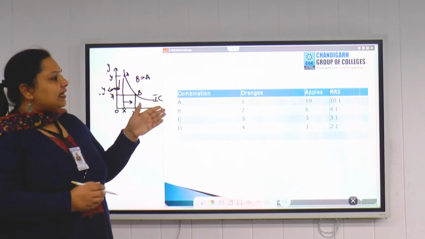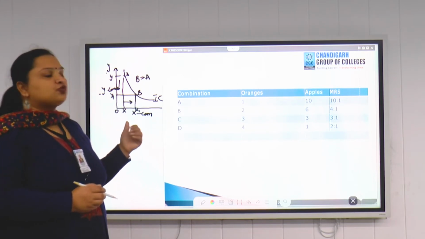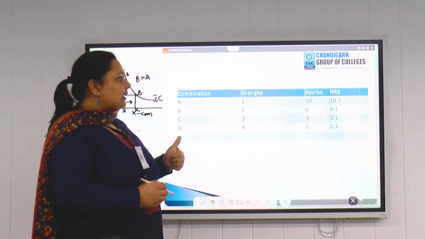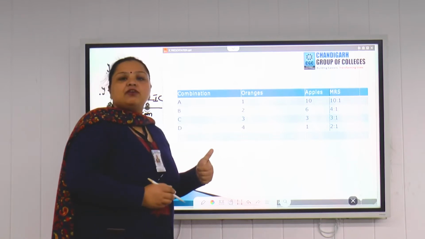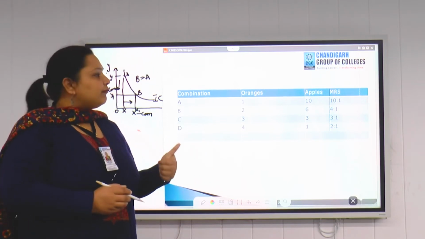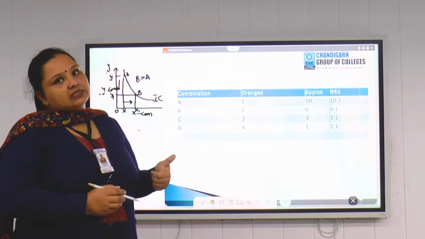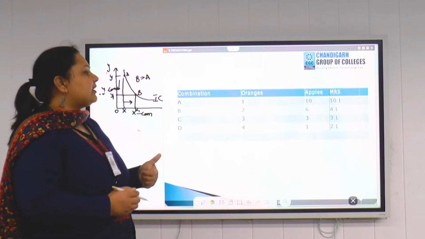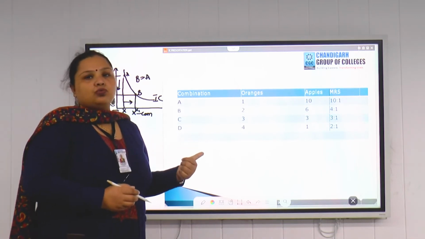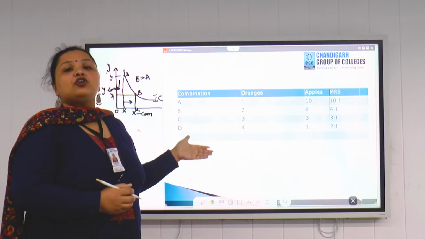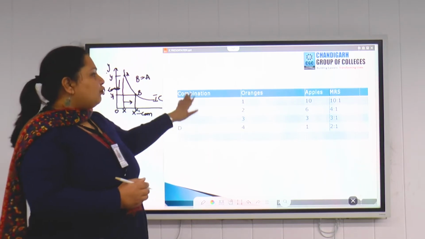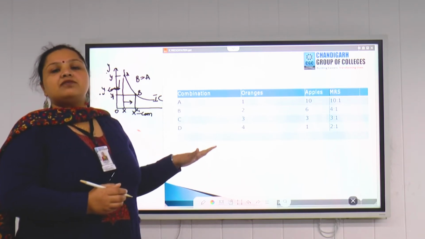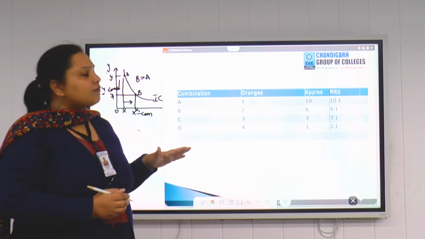Now see what is the rate of decrease of apples to get the oranges. This is a diminishing rate. For one orange, he has sacrificed 4 apples. Then again for 1 orange, he has sacrificed 3 apples. Then again for 1 orange, he has sacrificed 2 apples. So the rate of decrease of apples for oranges will go on diminishing. That's why we say that indifference curve is based on diminishing marginal rate of substitution.